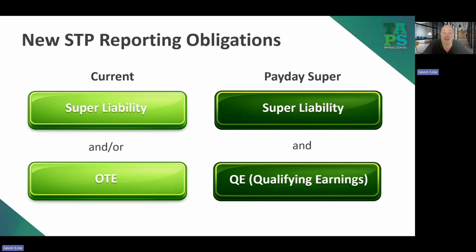Once Payday Super starts on 1 July 2026, we're going to have to report two fields, and everybody must report both of these fields. The first field is Super liability, and the second field is a new field called QE, which stands for qualifying earnings. Let's take a look at what both of these fields mean.